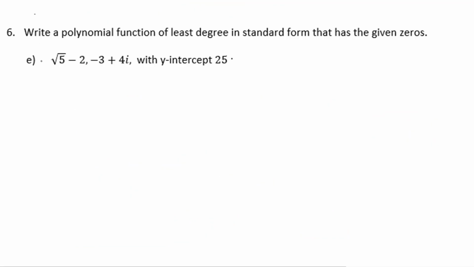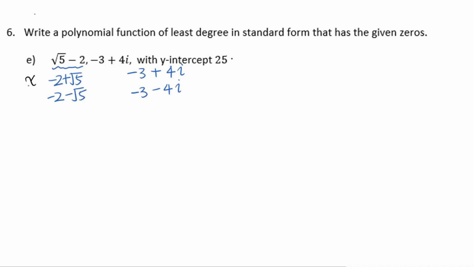Let's go to E. Square root of 5 minus 2 and negative 3 plus 4i are the roots with the y-intercept 25. First of all, we need to figure out its conjugate because their conjugates are also the roots. This is negative 2 plus square root of 5, so negative 2 minus square root of 5 is also the root. Negative 3 plus 4i, then negative 3 minus 4i is also the roots.